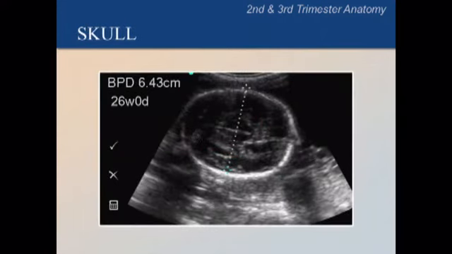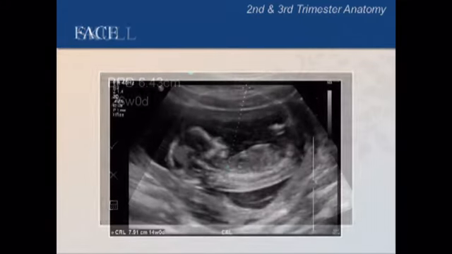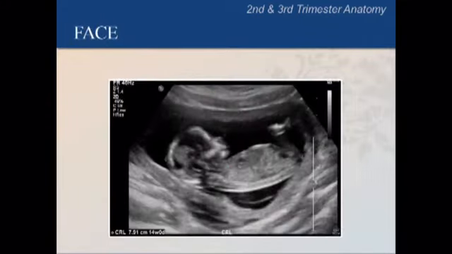This is the transverse view of the head in an older fetus. In this case, the BPD measurement estimated a gestational age of 26 weeks. This is what the face looks like in profile very early in the second trimester.